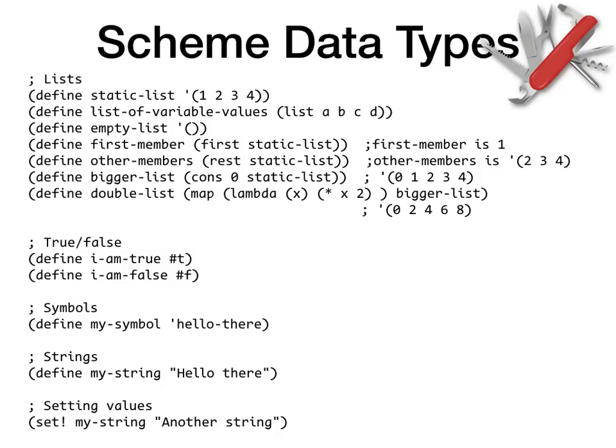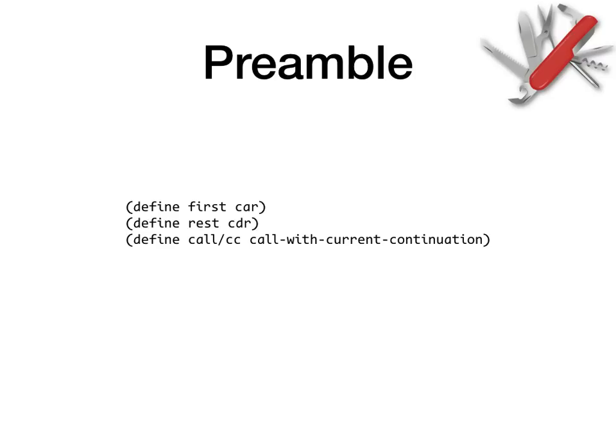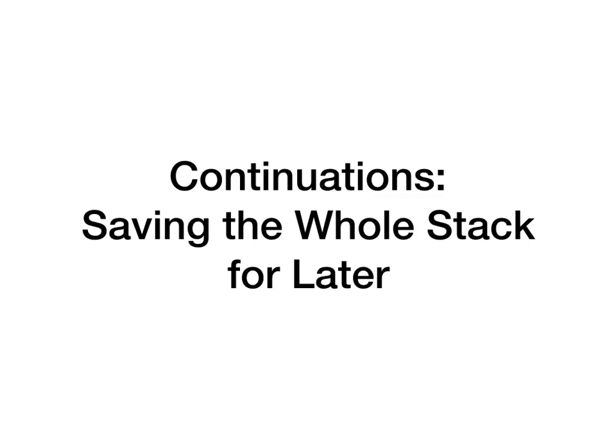So you also have true and false. True is pound T, false is pound F. You can do symbols with a single quote in front of text. You can do strings with a double quote around text. All right. So I also do all of my programs in here. You can assume they are prefixed with this preamble, which simply makes a lot of things shorter and easier to read. All right. So with that intro to Scheme out of the way, we want to talk about the stack.